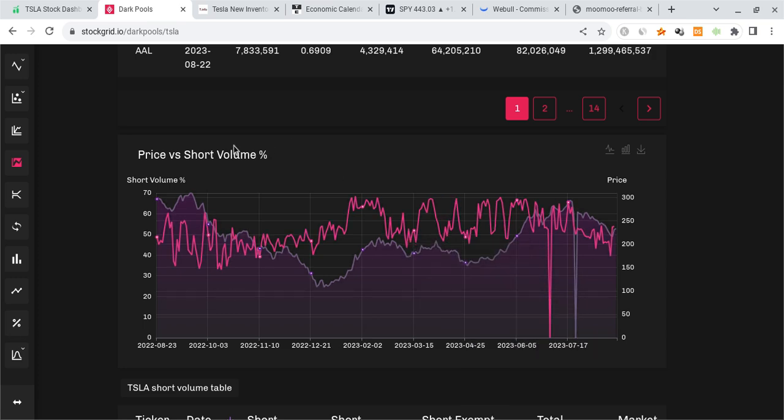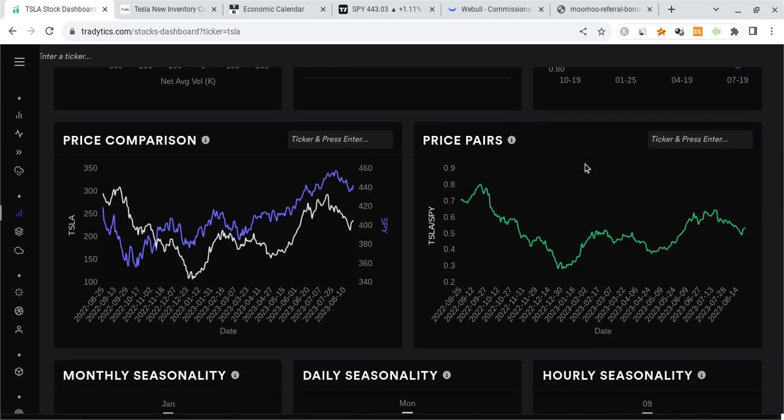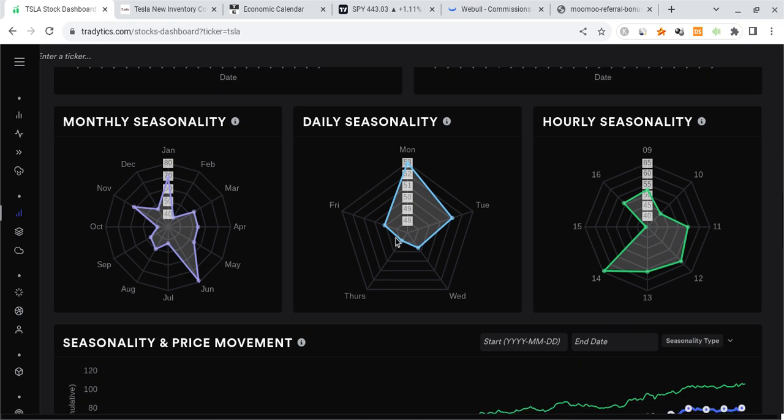Look at the price versus the short volume. Not bad for Tesla, currently at this like 53% area. And then on top of this, you could see Morgan Stanley gave Tesla an equal weight rating. Despite that, the price ratio is still starting to go up a little bit. Tesla's starting to perform with the market or outperform the market a little bit more than before, and it's gaining some relative strength.